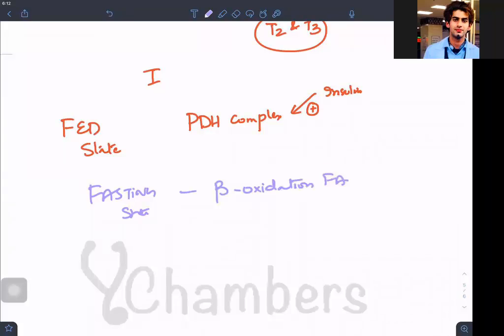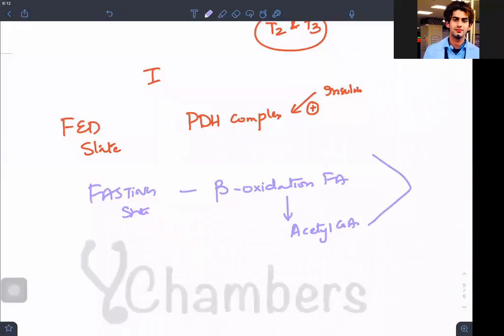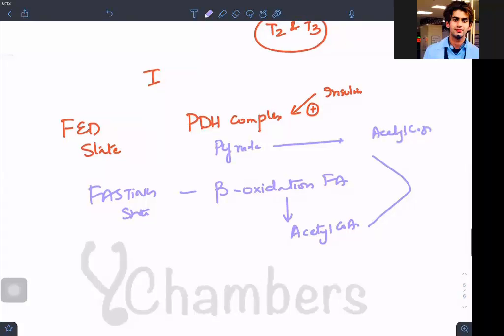So this beta oxidation of fatty acids will yield me acetyl CoA. Very good answer. But do you remember, if I connect this dot with this, in the fed state, by the stimulation of pyruvate dehydrogenase complex, pyruvate is getting converted finally to acetyl CoA. And that acetyl CoA, I was using it for synthesis of fats.